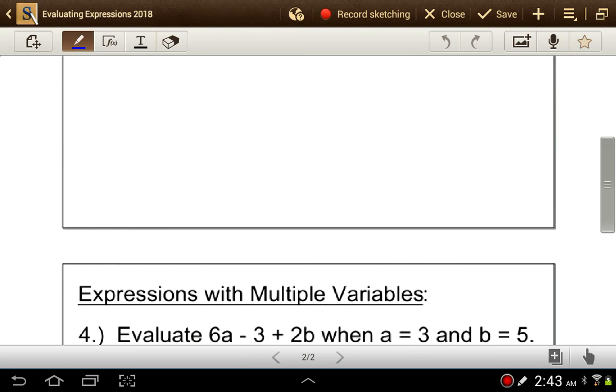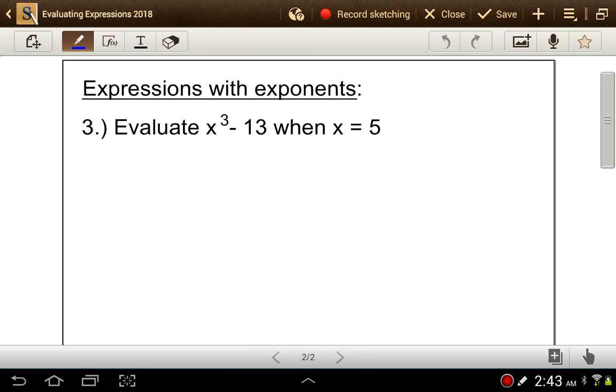In our next screen, we're going to work with exponents. It's the same idea. We have evaluate it. Evaluate means substitute in and simplify to find the answer. That's all that evaluate means. So I'm going to substitute in the x. So that's going to be 5 to the third power minus 13.